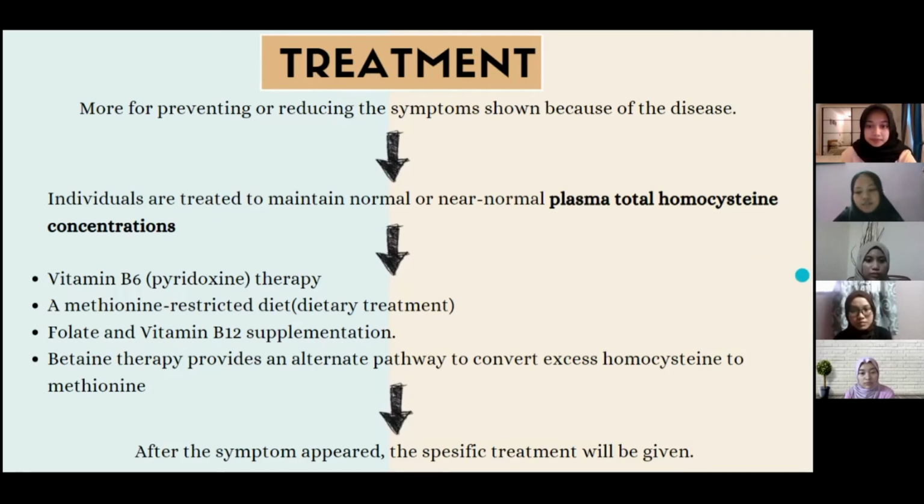Lastly is the betaine therapy that will be given to those that do not respond well to the pyridoxine therapy and also those that are not fully compliant with the dietary treatment. This treatment provides an alternative pathway to convert excess homocysteine to methionine.